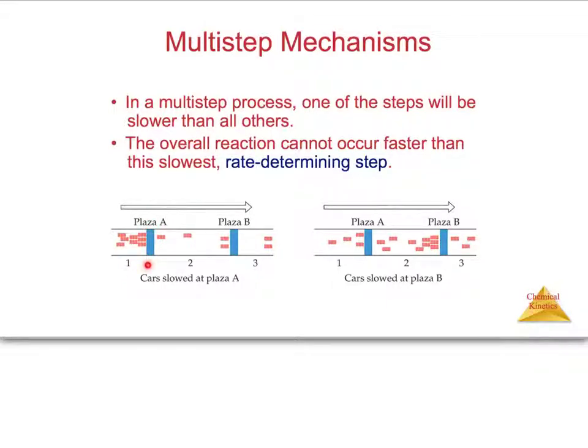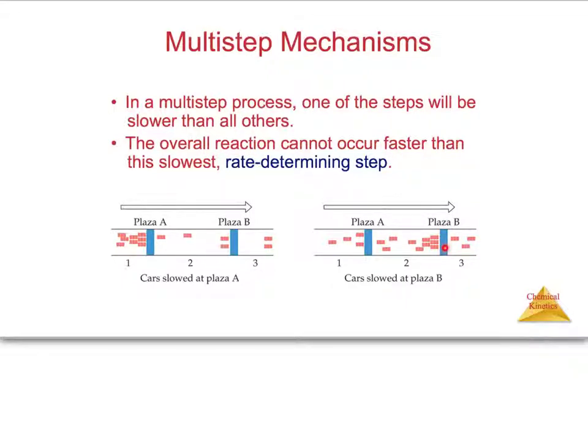Okay. Now let's say it's the other way around. Let's say Plaza A is very quick to get through. Everybody gets through. The lights change really, really fast, and Plaza B is the slow one. So what's going to determine how quickly we get to point 3 is Plaza B. So Plaza B would be considered our rate determining step.